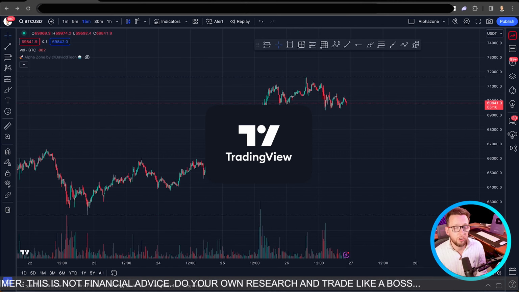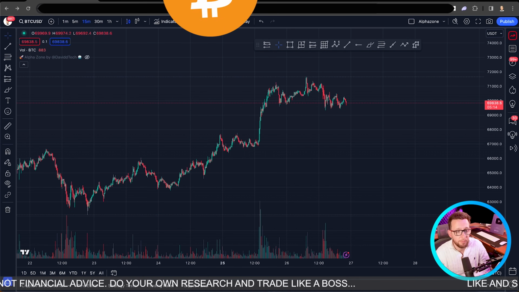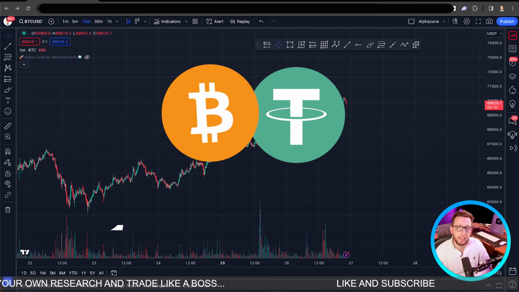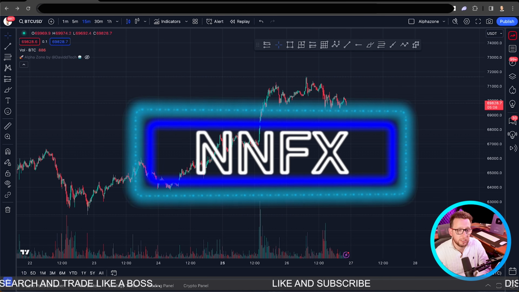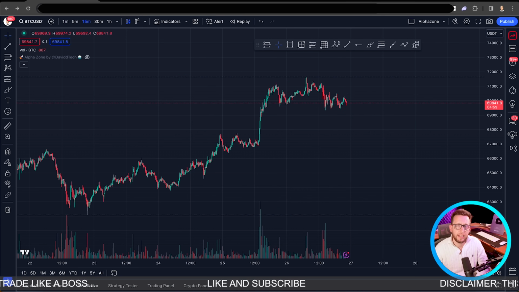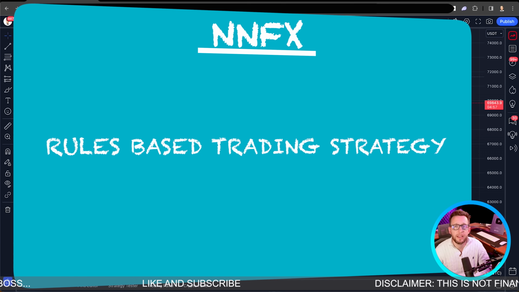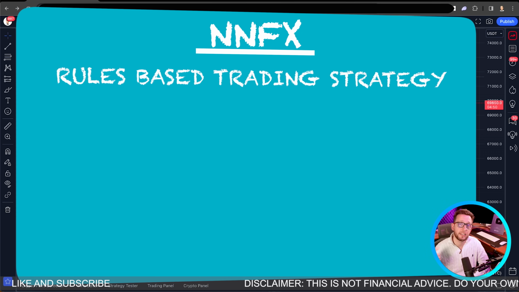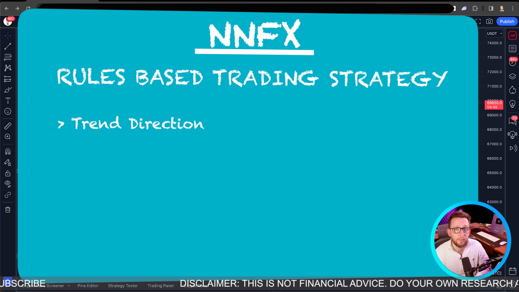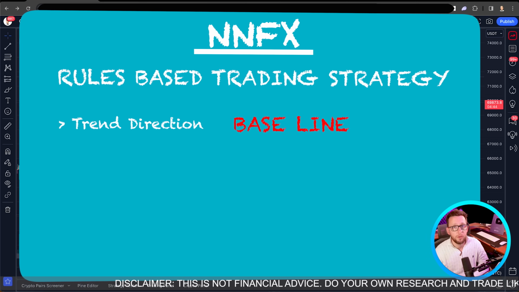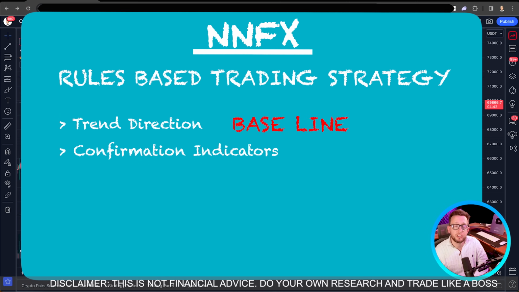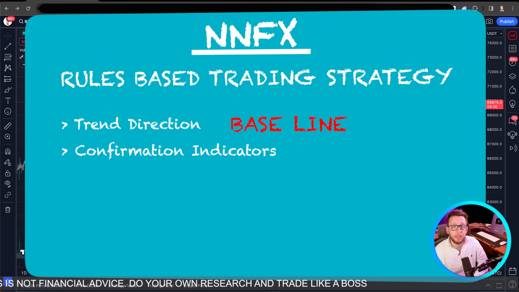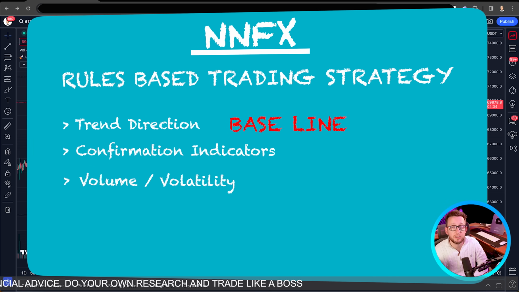Okay, here we are on TradingView. As you can see, I'm on BTC USDT on the 15-minute time frame. We're going to be building an NNFX trading strategy on the 15-minute time frame here. NNFX are rules-based trading strategies. They use indicators. Today we're going to be using an indicator for the trend direction called the baseline. We're then going to be adding confirmation indicators where they cross to confirm our actual entry, and then we'll find a volatility indicator to help confirm.